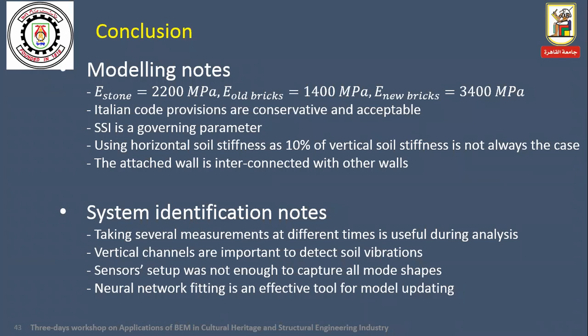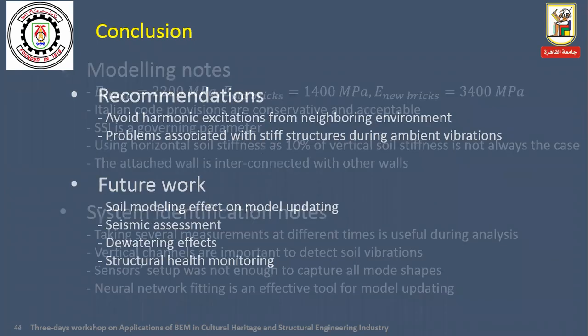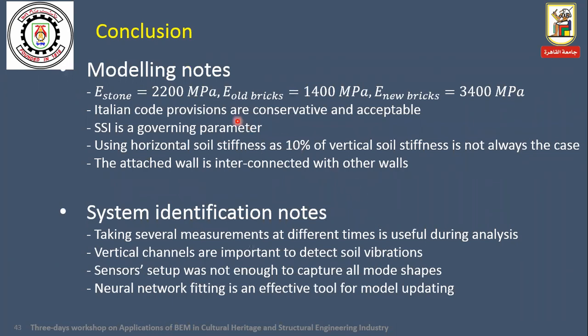Okay, finally, to look at the values provided by different codes for the Young's modulus. We've used for the stone 2200 megapascal, for the old bricks 1400, and for the new bricks 3400. The Italian code values were a bit conservative, but close to what we finally ended up doing. Of course, it's important to include soil structure interaction because it is one of the governing parameters. When we ignored the soil structure interaction at the beginning, we got values that were very far from the measured values.